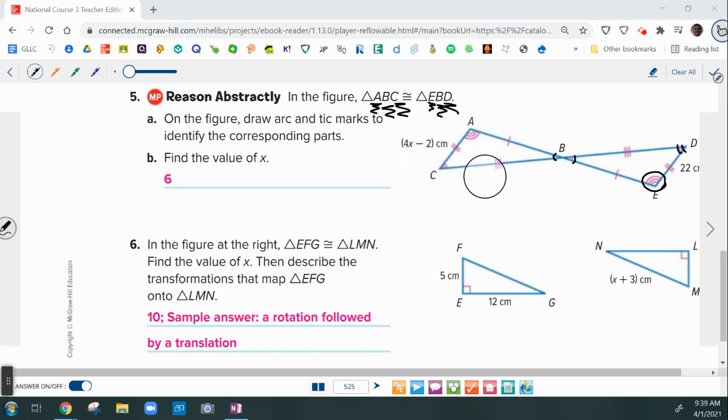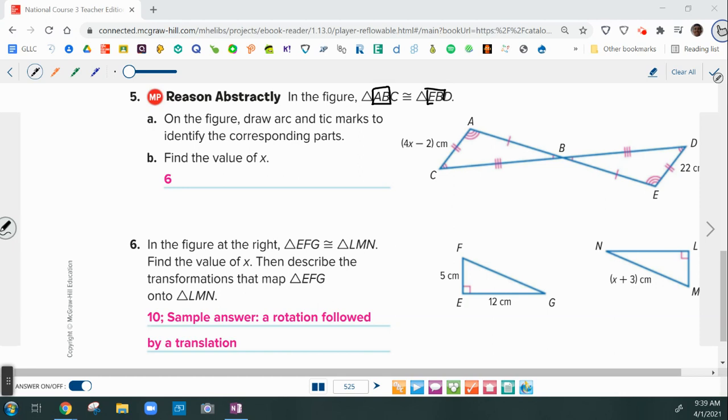All right, so that's the first part you have to do, and then you can look at the hash marks as well and make sure that you lined up the correct hash marks. All right, you can see that AB and EB have to be the same number of hash marks. AB, EB, they're the same hash marks. They both have 1 and 1.